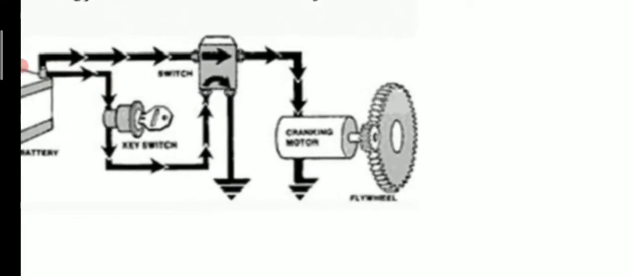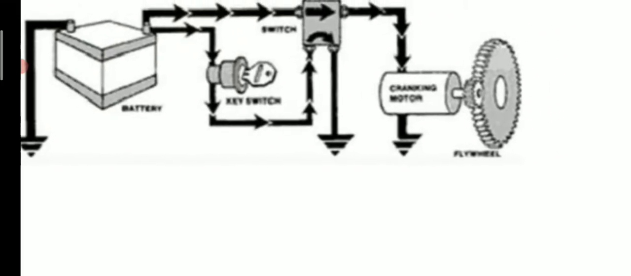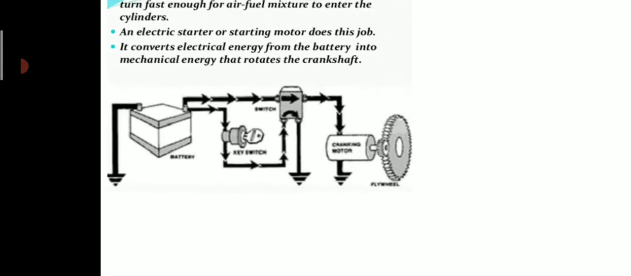To start the automobile's engine, the crankshaft must turn fast enough for the air-fuel mixture to enter the cylinder. An electric starter or starting motor does this job. It converts electrical energy from the battery into mechanical energy that rotates the crankshaft. See how these are connected. Here you can see on the right-hand side a flywheel having a connection with this motor, and the connection with the battery after that.